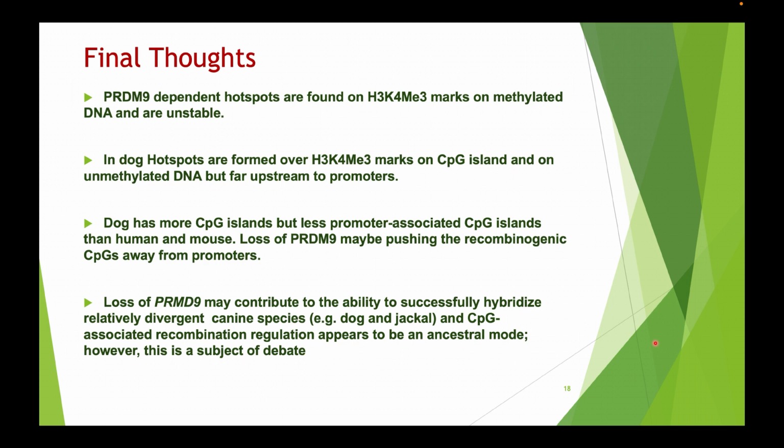So if the role of PRDM9 is to move the DSBs or recombination hotspots away from functional elements, as has been suggested in other species like mouse and human, then the preferential loss of recombinogenic CpG islands near promoters in dogs may indicate that selection is acting to deflect recombination from genic regions since the loss of PRDM9. And loss of PRDM9 may contribute to the ability of relatively divergent canine species like dog and jackal to successfully hybridize. And CpG-associated recombination regulation appears to be an ancestral mode. However, this subject is of debate.